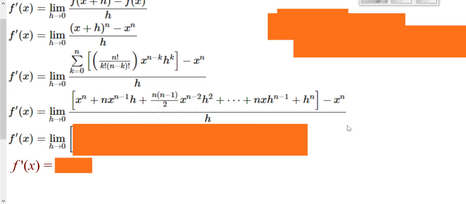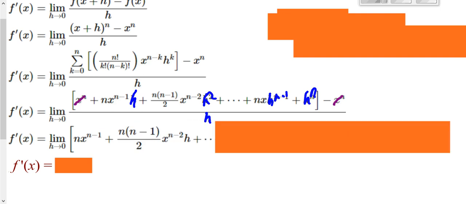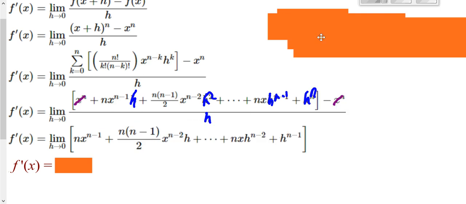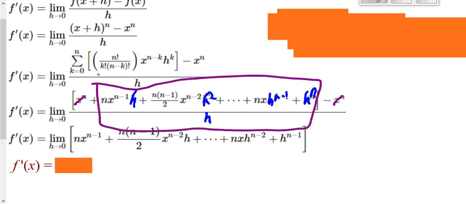Now notice here we have our x to the n here would be canceled out with this here. And then all these have an h in them. This has got an h squared, this has got an h to the n minus 1, this has got an h to the n over an h. So you could take an h out of everything. So if you do that, taking an h out of everything right in this area right here, well, then you get what we have down here.